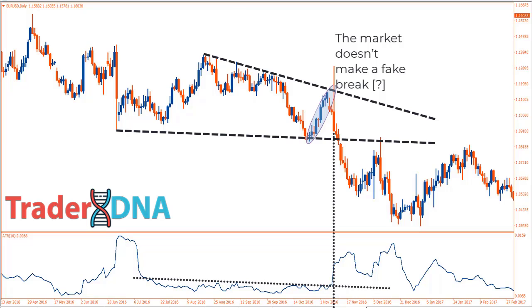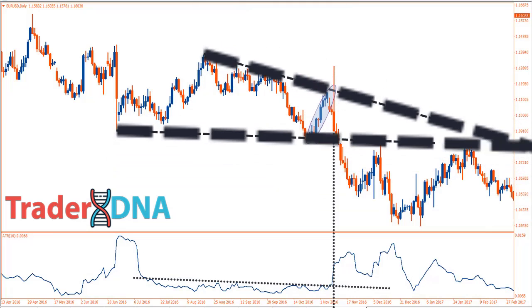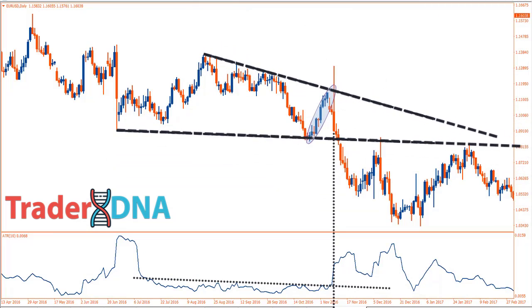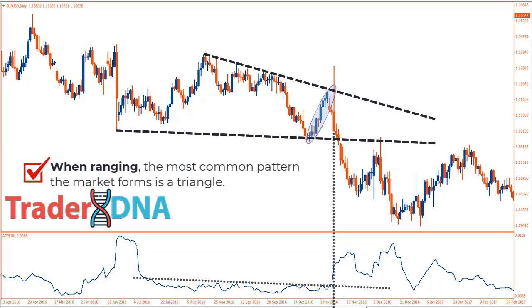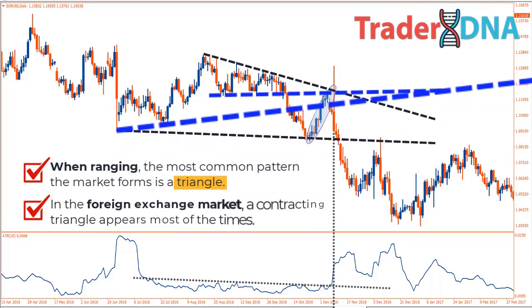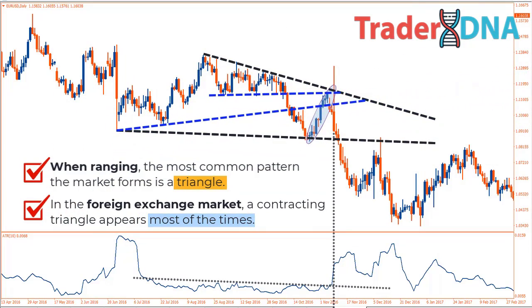In this Euro United States dollar pair, it shows the pair forming a contracting triangle on the daily chart. When ranging, the most common pattern the market forms is a triangle. In the foreign exchange market, a contracting triangle appears most of the times. If the ATR indicator shows the range increases, it confirms the market started a new trend. Or, it shows the consolidation ended.